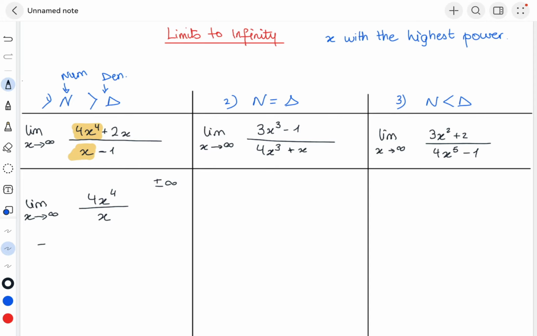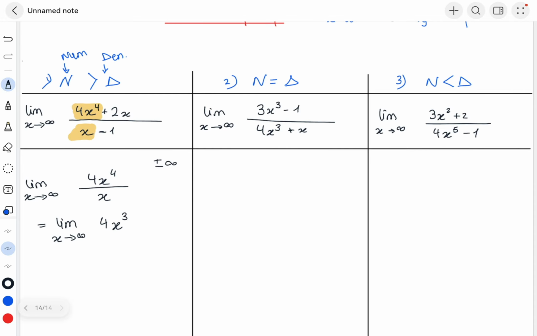Now, if you want to simplify it, we have the limit as x tends to infinity of 4x cubed. X to the 4 over x will give us 4x cubed. And now if we replace x by infinity, we'll have 4 times infinity cubed, which means 4 multiplied by infinity. So our final answer will be infinity.